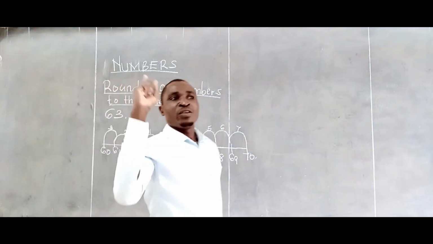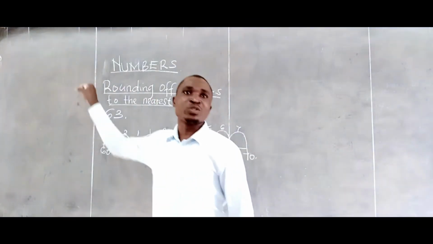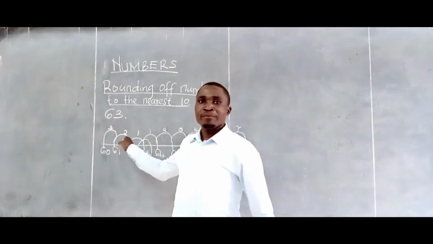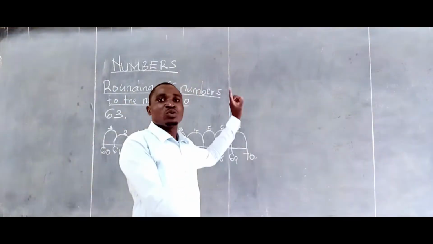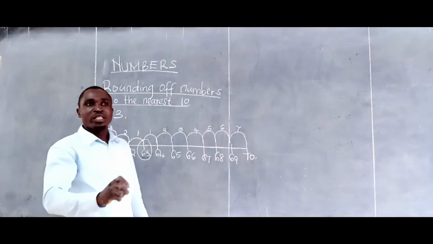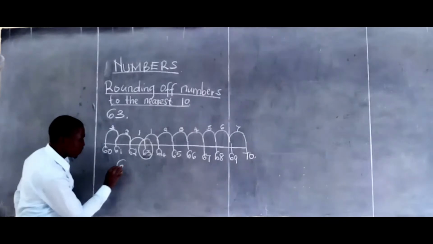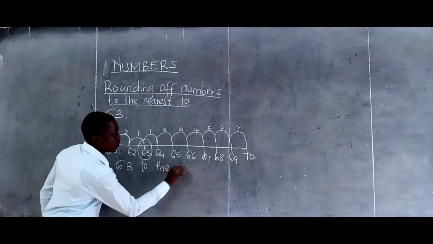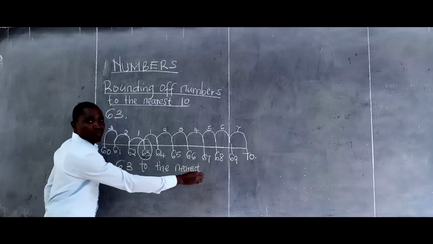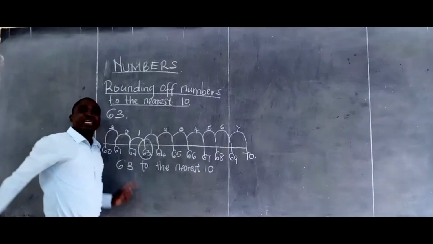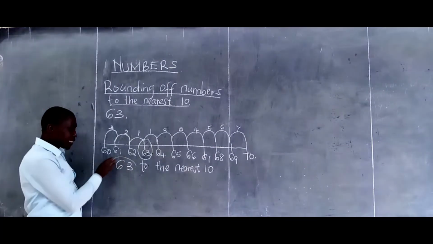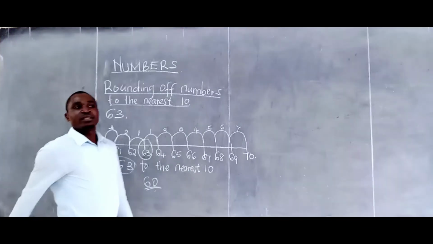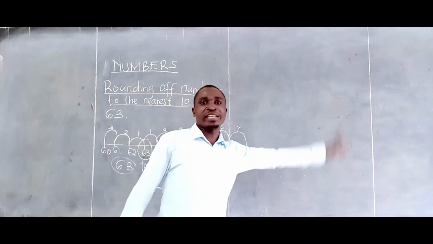Therefore, 63 is nearer to 60 than to 70. Again, 63 is nearer to 60 than to 70. We therefore conclude that if we have to round off 63 to the nearest tens, we look at 63, it is nearer to 60. Therefore, the answer will be 60. It is nearer to 60 than to 70.